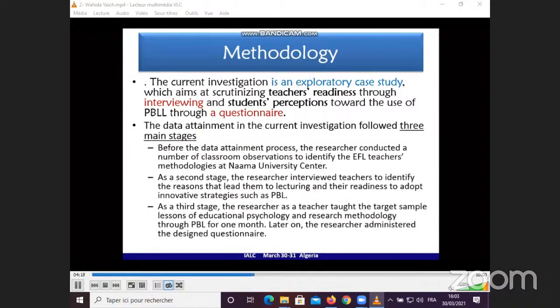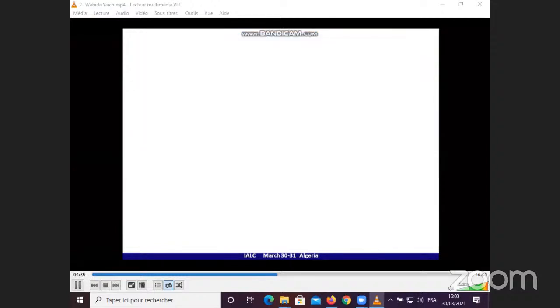The data attainment in the current investigation followed three main stages. Firstly, the researcher conducted a number of classroom observations to identify the EFL teachers' methodologies at Naama University Center. Secondly, the researcher interviewed teachers to identify the reasons that lead them to lecturing and their readiness to adopt innovative strategies such as problem-based learning. Thirdly, the researcher as a teacher taught the target sample lessons of educational psychology and research methodology through problem-based learning for 1 month. Later on, the researcher administered the designed questionnaire.